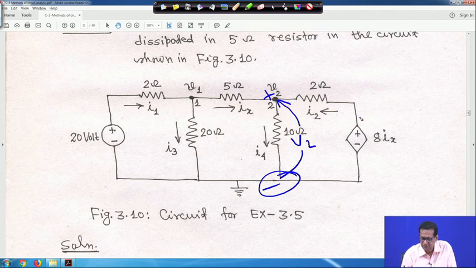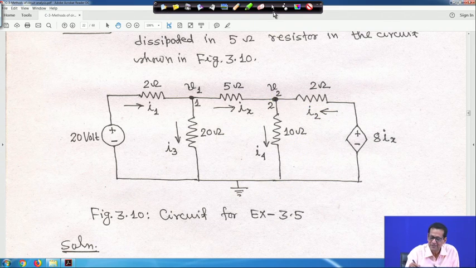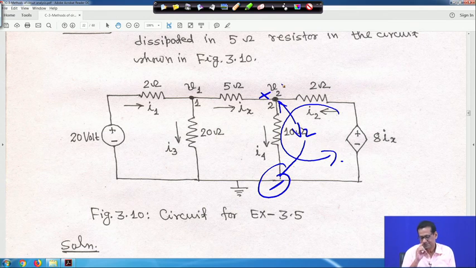In this case, you can move clockwise or anticlockwise, the way you want. But for simplicity I will take the loop in the direction of this current. Take it like this, then things will be easier for you. This voltage is V2, so this is minus and this is plus. If you do so, you are moving anticlockwise; the ultimate result will remain the same.